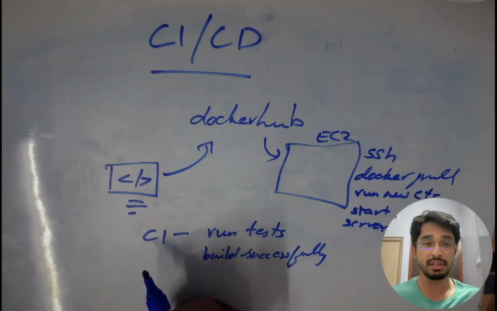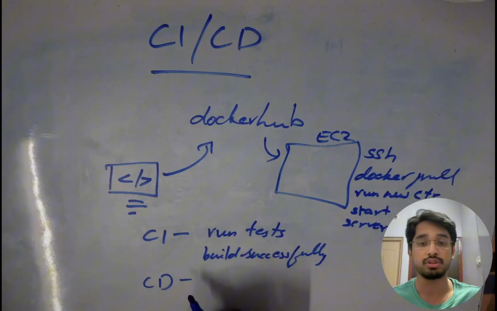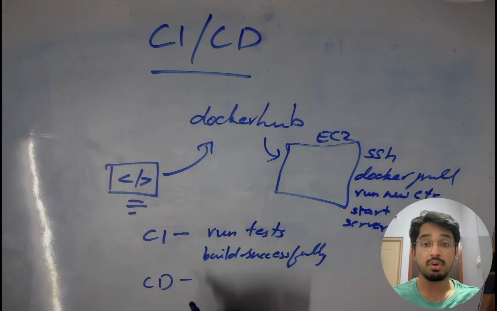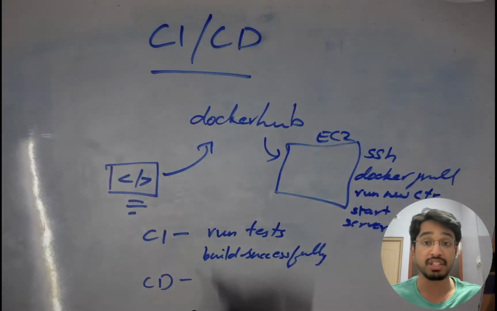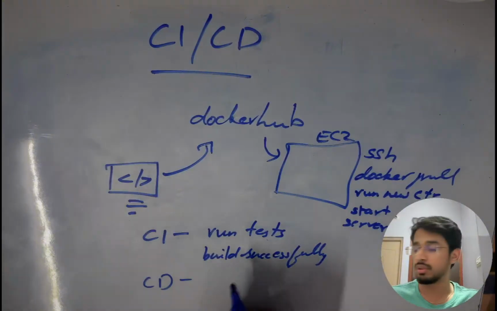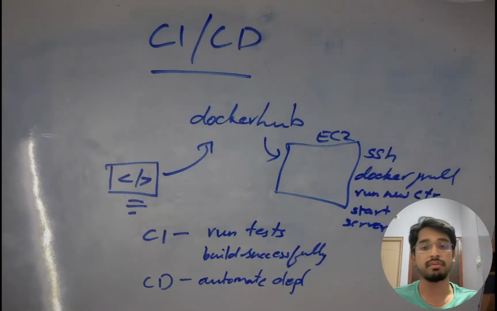Okay, so the next step is deployment. That is CD, which stands for continuous deployment. So over here the code gets automatically deployed without human intervention, because we don't even need to go and check whether our application is deployed or not. Okay, so over here we say automate deployment. So now we have understood what CI/CD is, but how can we implement it?